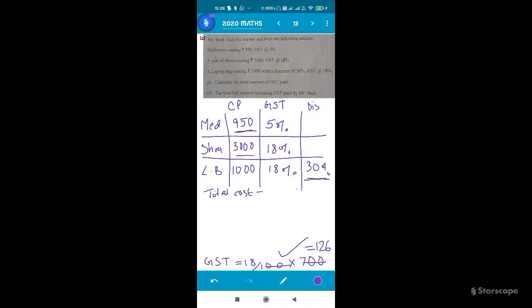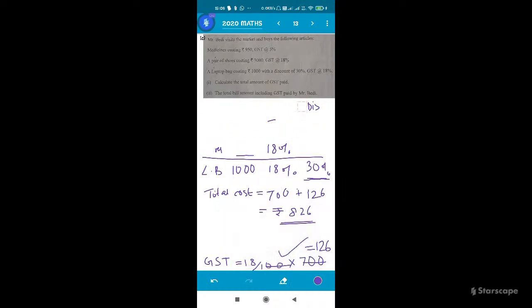So total cost will be equal to rupees 700 plus rupees 126, which is the GST. So we are getting rupees 826. This amount of money he has to pay for the laptop bag. So we have individually found out the GSTs for each item. We also have found out the total cost which he had to pay for each item. Now we are going to solve our question. Basically we are just going to add up the values and write the answer. So let's do it. I am erasing the table now. We are done with it.